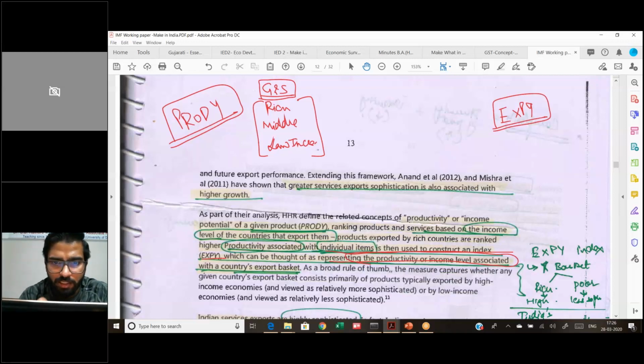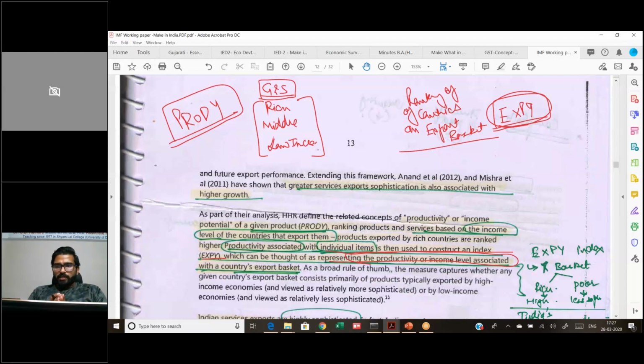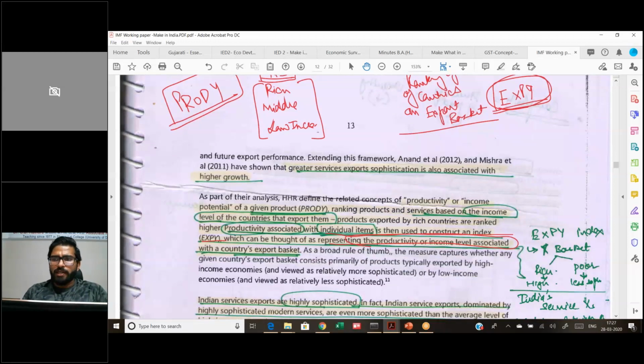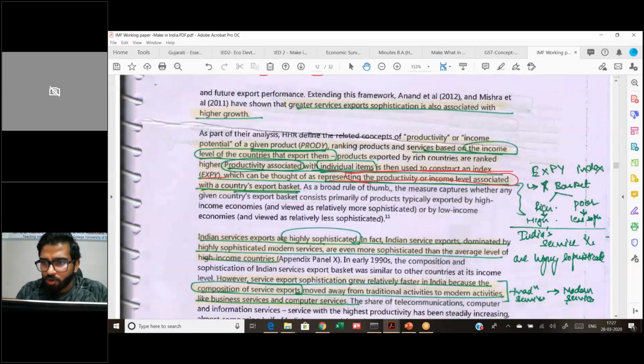So this was a ranking of goods and services. The export income is basically the ranking of countries on the basis of their export basket. So there are two kinds of things that we are doing. If you see the export income index, the export basket of a rich country will be very different from the export basket of a poor country.